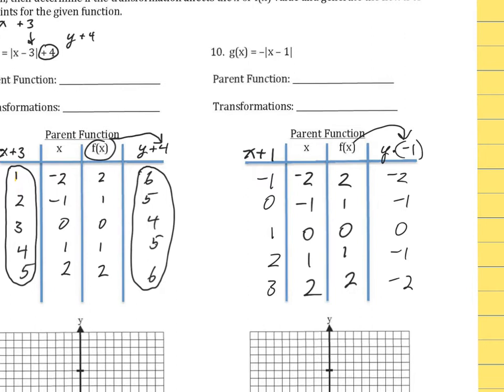Okay. But do you see how, even though this may take a little more time, do you see the kind of method that we're using? We're saying we're starting with this parent function, and this is what we're doing to all the x values, and this is what we're doing to all the y values based on our looking at the formula. Are we doing all right with that?